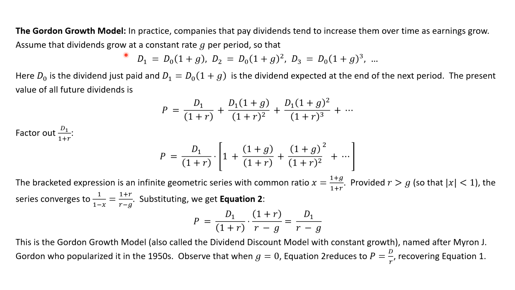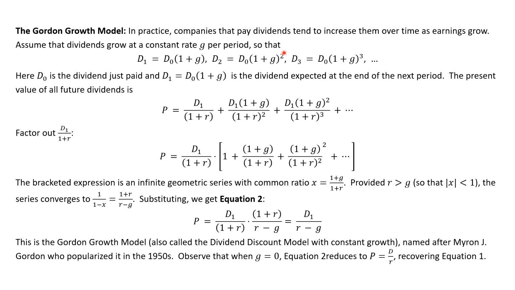We have a variation of our simple model here. It's called the Gordon growth model. We assume that the dividends grow at a constant rate g per period. So the first dividend is D sub 0. Then the second dividend, D sub 1, is just 1 plus g times D sub 0. Then D sub 2, you just take 1 plus g times D sub 1. You get this here and so on.